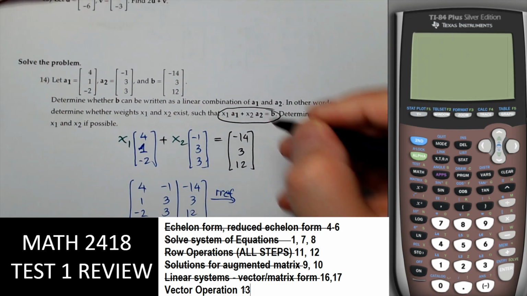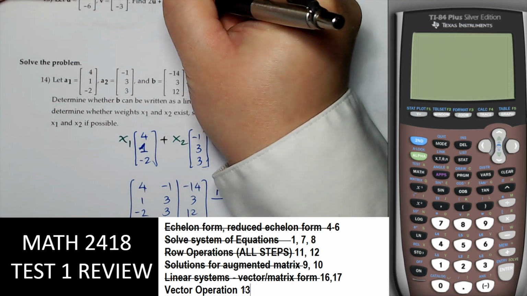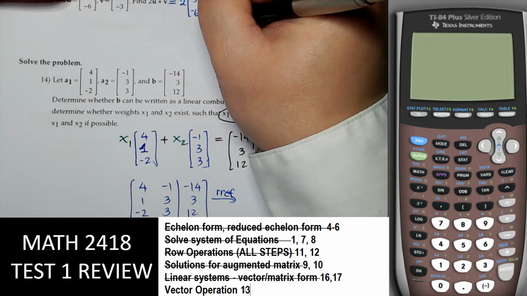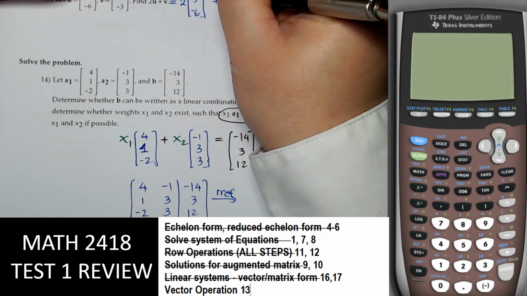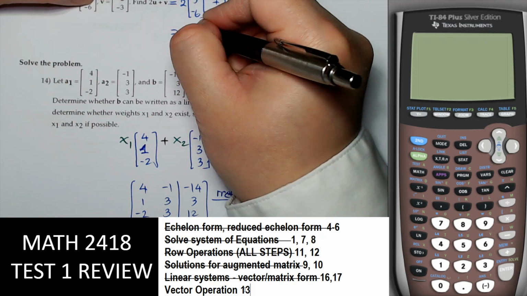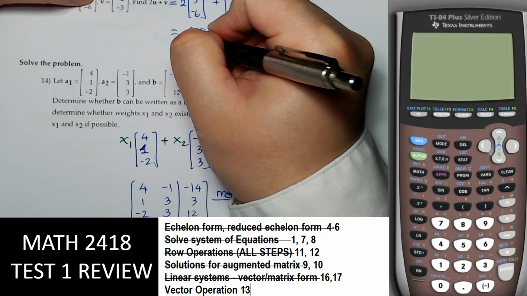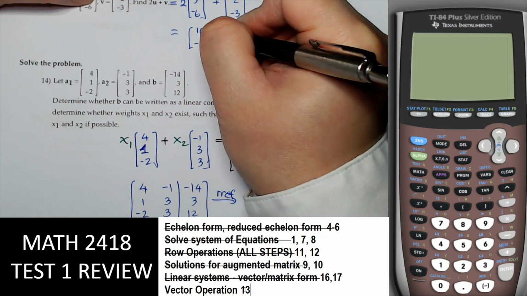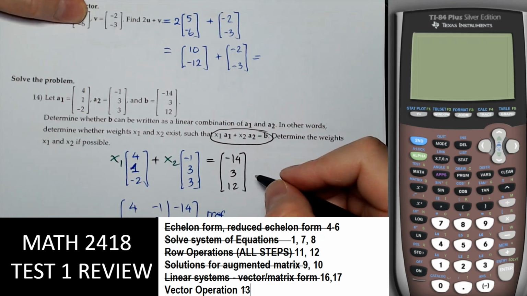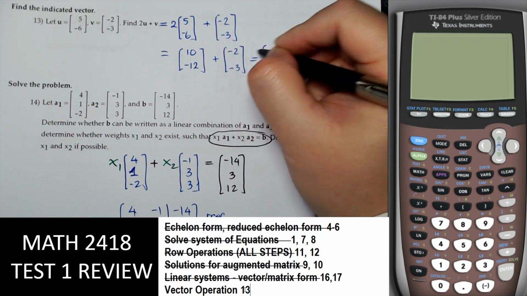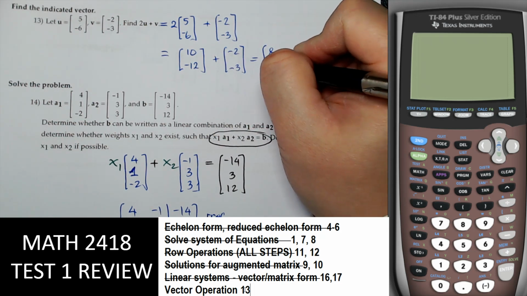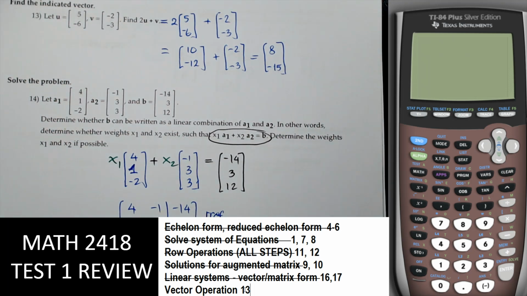Right. Vector operation. So all we need to do is 2 times this vector, and then add the other vectors. So 2 times 5 will be 10, -12, and then when we add them, that will be 8, -15, and that's that.